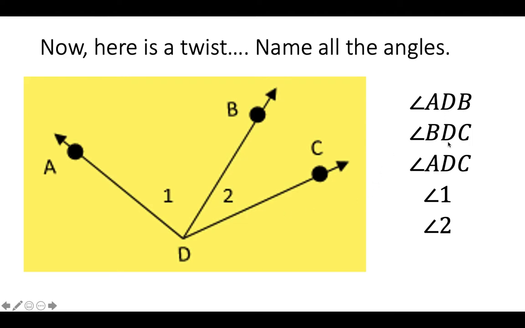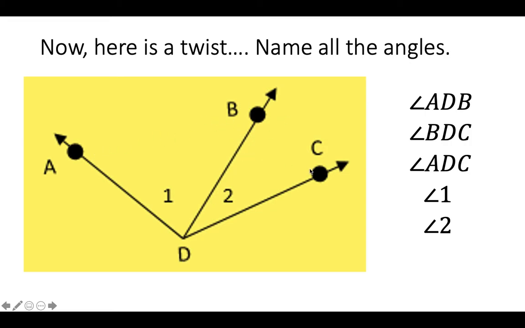Notice that all of these have the D in the middle because the D is the vertex. Your D is never going to be at the end. You can't say A, B, D because A, B, D is this angle right here. And it doesn't even have that line segment between A and B, right? So ABD would be this right here.